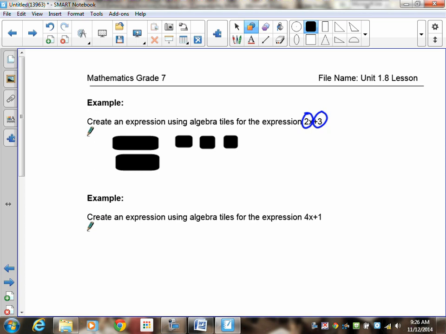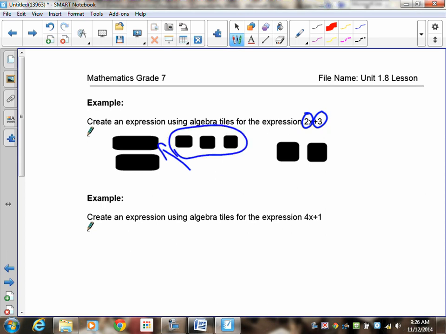Now when you're drawing these, I want to caution you. Make sure that your x's are clearly rectangles. Don't draw something where it's hard to tell which is the rectangle and which is your 1. They're too close together. It's quite easy for you to make a rectangle clearly a rectangle and make your 1's clearly squares. They have to be different for me to know that you know what you're doing. So here's my 2 x's right here. That represents this part right there. And here's my 3. That represents that right there.